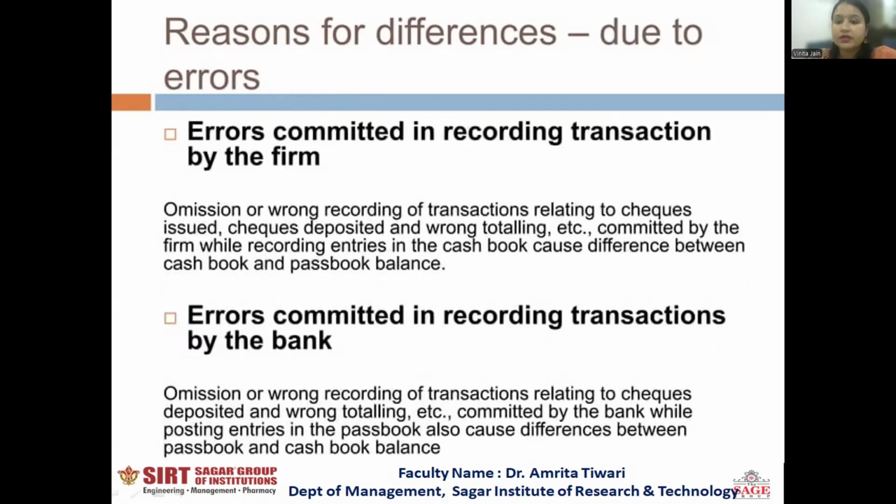Errors committed in recording transactions by the firm: omissions or wrong recording of transactions related to cheques issued and deposited, wrong totaling, etc., committed by the firm while recording entries in the cash book, cause a difference between the cash book and passbook balance. Errors committed in recording transactions by the bank: omissions or wrong recording of transactions related to cheques, deposits, wrong totaling, etc., committed by the bank while posting entries in the passbook, also cause a difference between the passbook and the cash book.